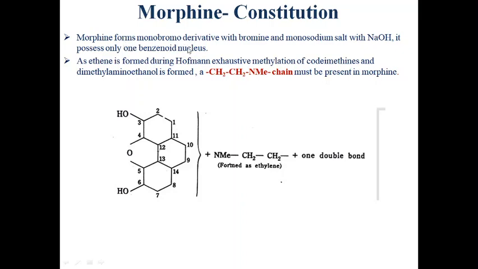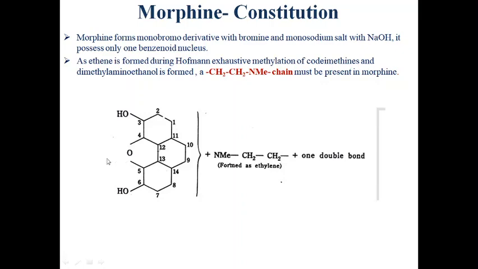Morphine forms a monobromo derivative with bromine and a monosodium salt with NaOH. It possesses only one benzenoid nucleus. These two reactions reveal that it possesses only one benzenoid structure. As ethene is formed during Hofmann exhaustive methylation of codimethine and dimethylaminoethanol is formed, a CH2 and methyl chain must be present in morphine.